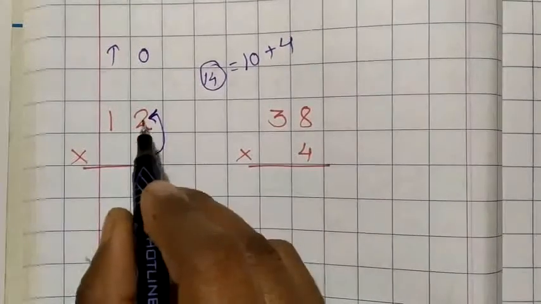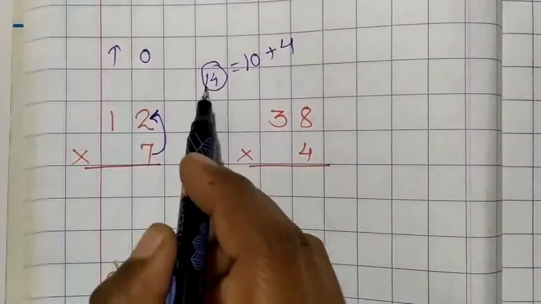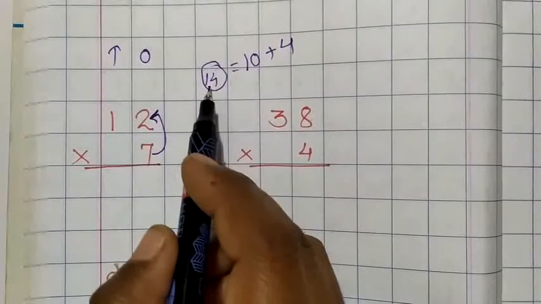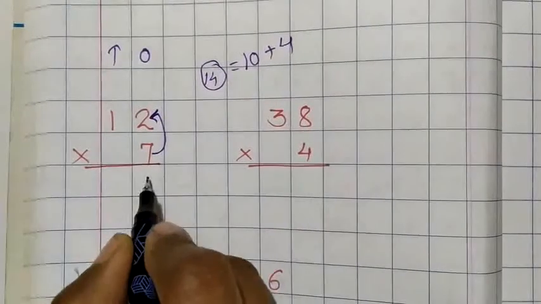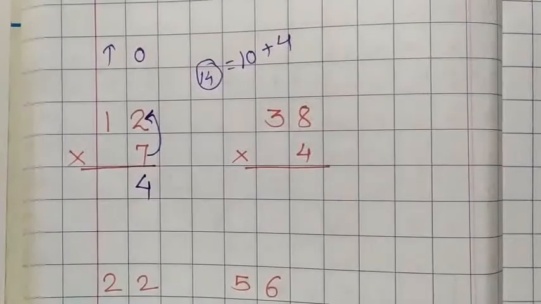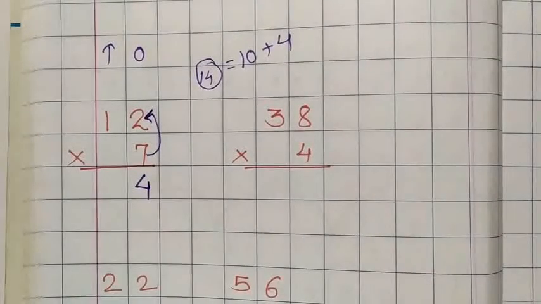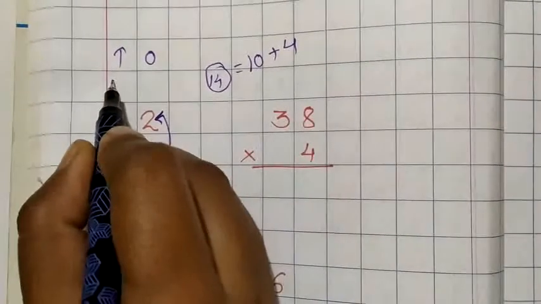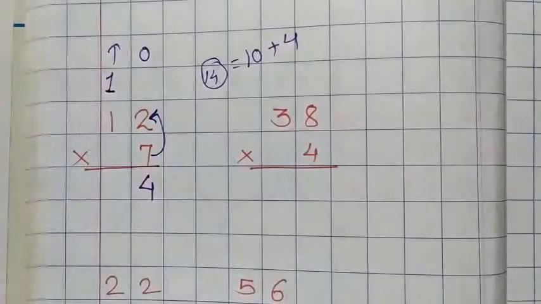So 2 sevens are 14. That is, in 14, 4 is in the ones place, 1 is in the tens place. So here we will write 4. And where will we write 1? Here we will write 1.